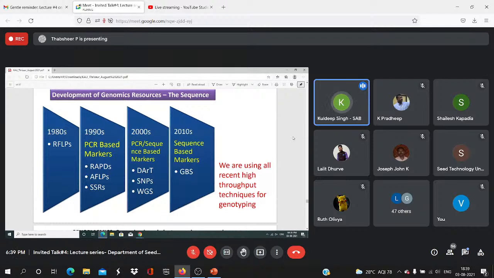So whether you have the first phase of breeding, second phase of breeding, third phase of breeding, everywhere genetic resources will be important. And of course, the latest technologies of genomics are helping us in characterizing our genetic resources much better. From RFLPs in the 1980s to straightaway sequencing in the 2010s, or right now in 2020, things have changed a lot. And with those developments, we have also changed.